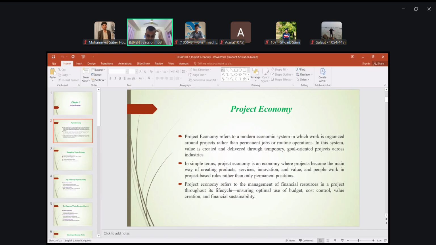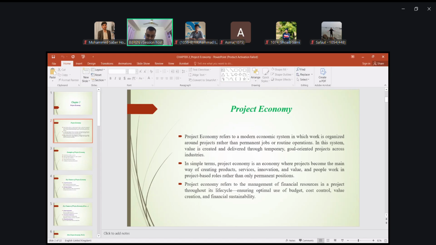And project economy also refers to the management of financial resources in a project throughout its life cycle. This is very important. What do you mean by the project economy? It basically refers to the management of financial resources in a project throughout its life cycle, ensuring optimal use of budget, cost control, value creation, and financial sustainability.